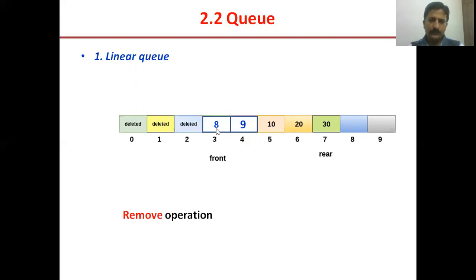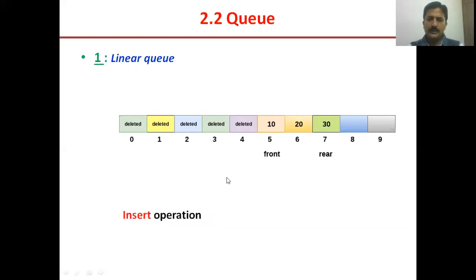Again, remove operation will remove at the front, that is 8 is removed. Okay, and front is pointing to the next element. Again, remove operation. So 9 is removed, front is pointing to the next element. So now you can see after deleting 5 elements, front is pointing to the element 10, which is at the index 5. Rear remains same. Rear won't change. Okay, it remains same in the remove operation.